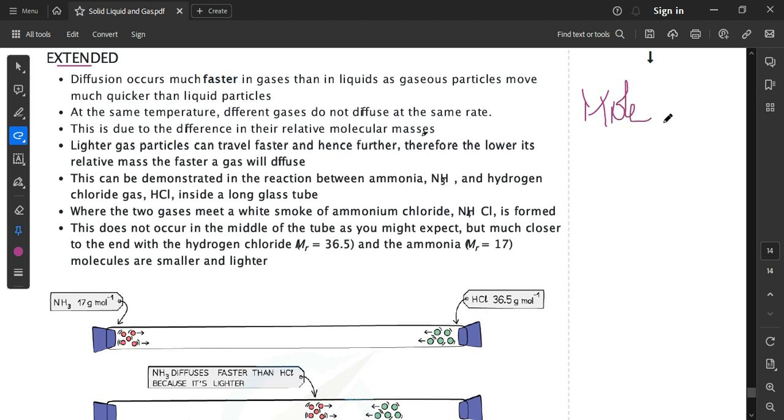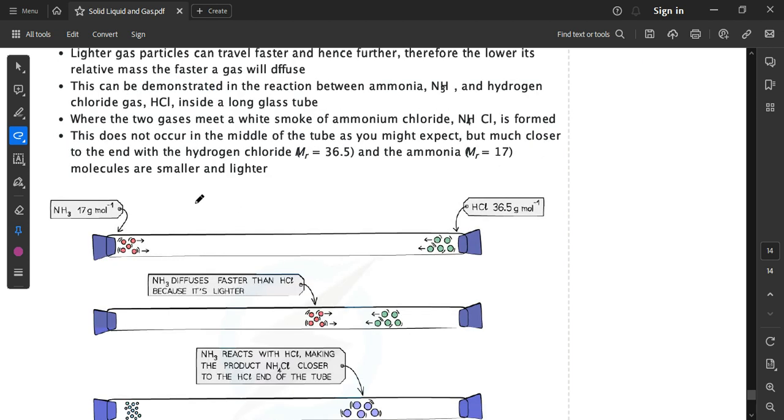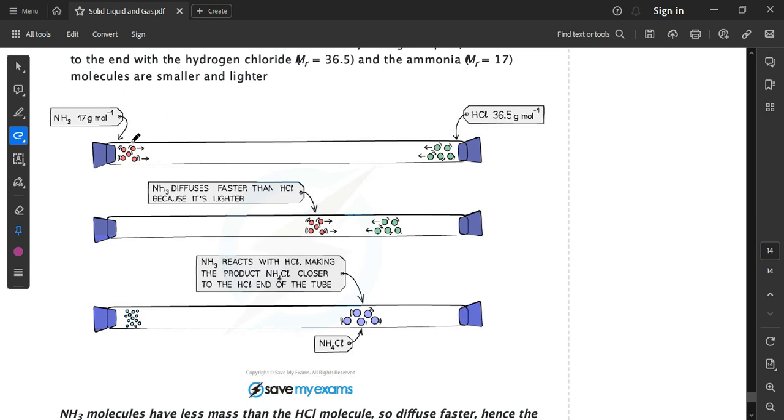Where were we? Lighter gas particles can travel faster and hence further. Therefore, the lower its relative mass, the faster a gas will diffuse. This can be demonstrated in the reaction between ammonia, NH3, and hydrogen chloride gas, HCl, inside a long gas tube. Where the two gases meet, a white smoke of ammonium chloride, NH4Cl, is formed. This does not occur in the middle of the tube as you might expect, but much closer to the end of the hydrogen chloride. The hydrogen chloride has a molecular mass of 36.5, and the ammonia has a molecular mass of 17, so it is smaller and lighter. As we see, these are the ammonia molecules and these are the hydrogen chloride gas molecules.